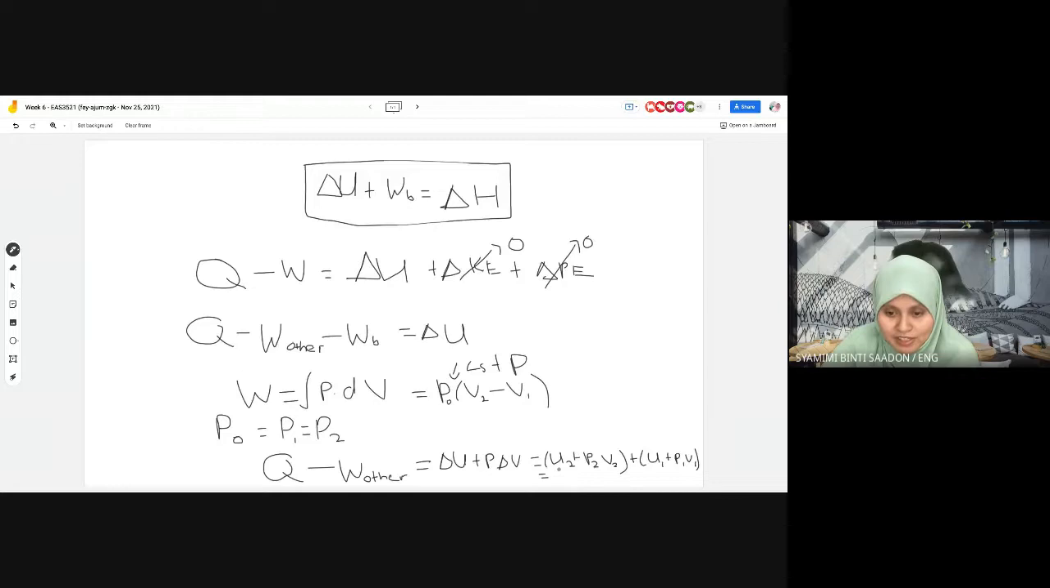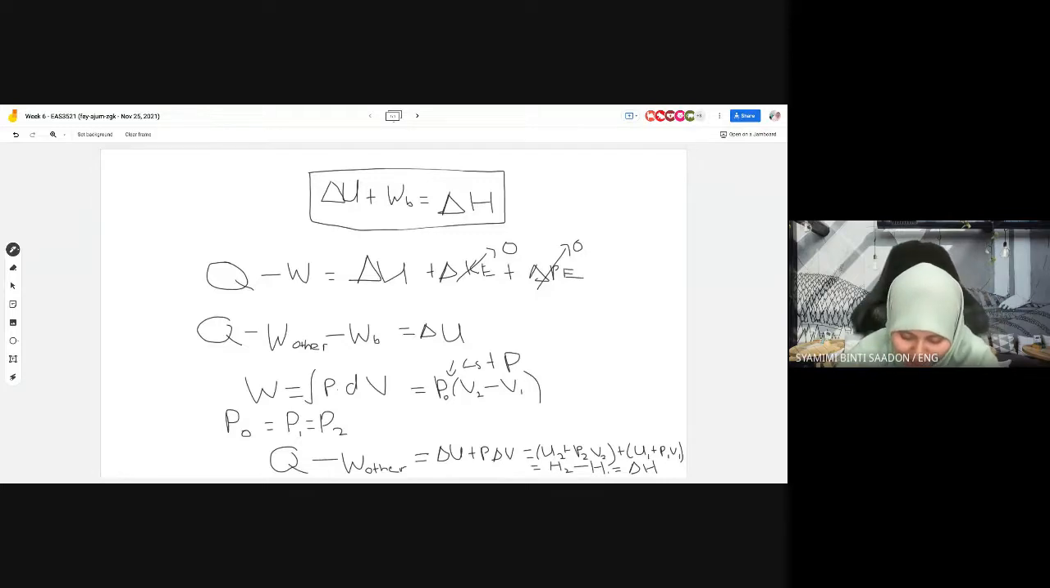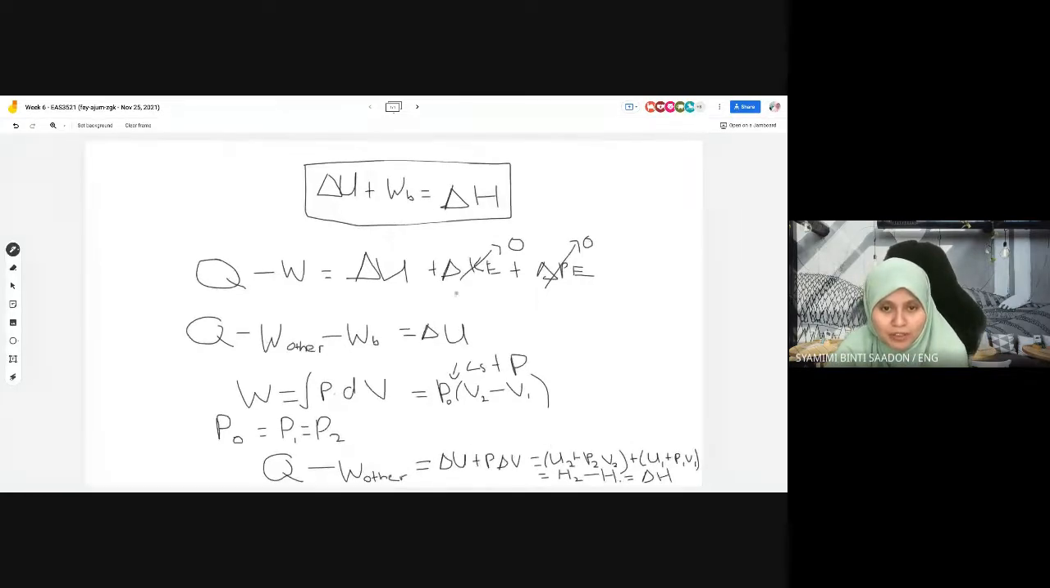So H2 minus H1 is the change in enthalpy, delta H. So Q minus W other equals delta H. We have put the internal energy part and the boundary work equal to delta H. This is the part that we have to show: boundary work and the internal energy equals the enthalpy. We don't have to calculate yet.